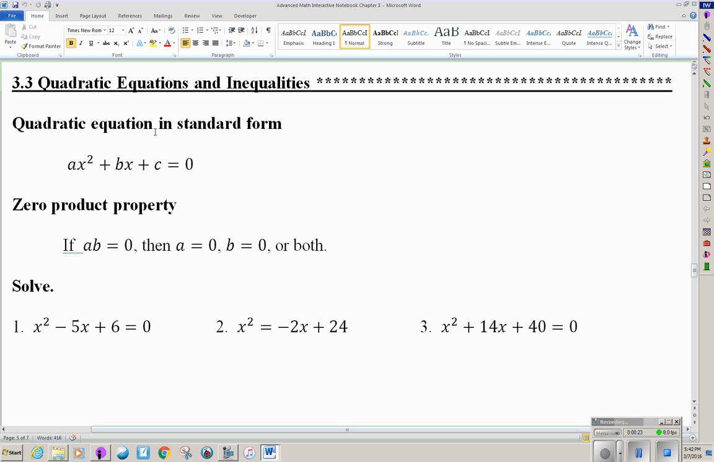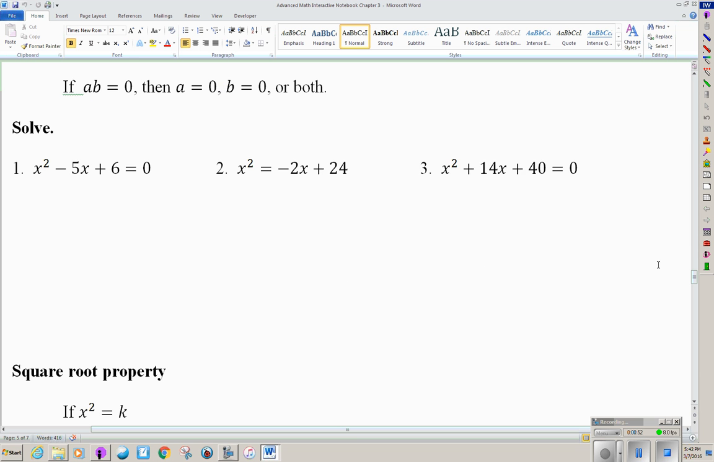A quadratic equation in standard form is ax squared plus bx plus c equals 0. So we will factor this, get two factors that multiply to equal 0, and we'll use the zero product property that says if a times b equals 0, then either a equals 0 or b equals 0 or they both equal 0. So we'll get everything on one side of the equation, factor it, and set each factor equal to 0 and solve.